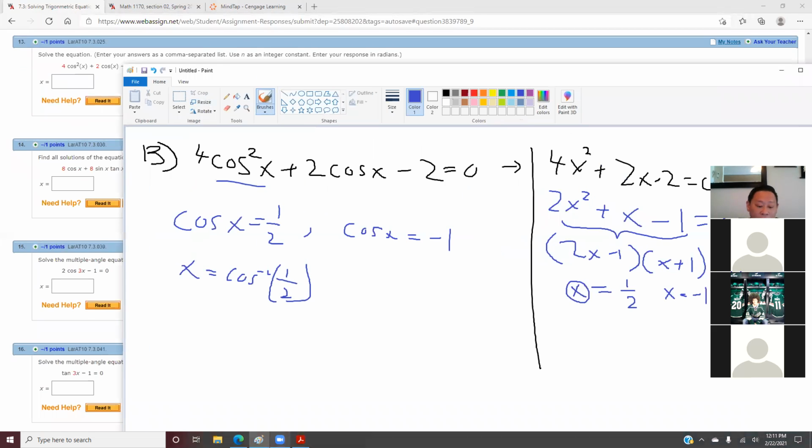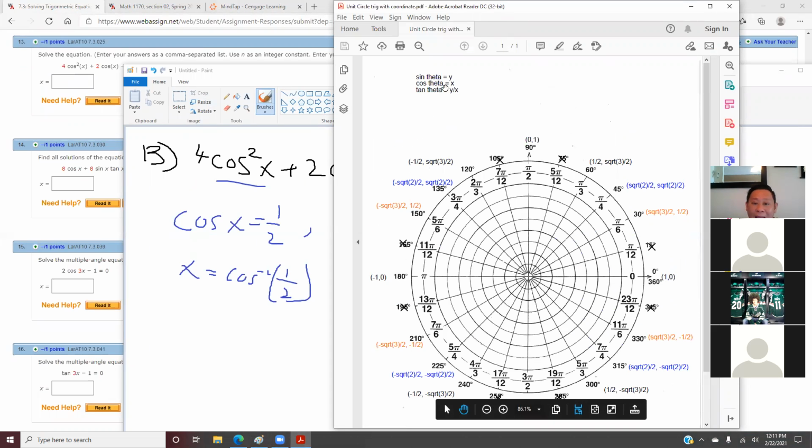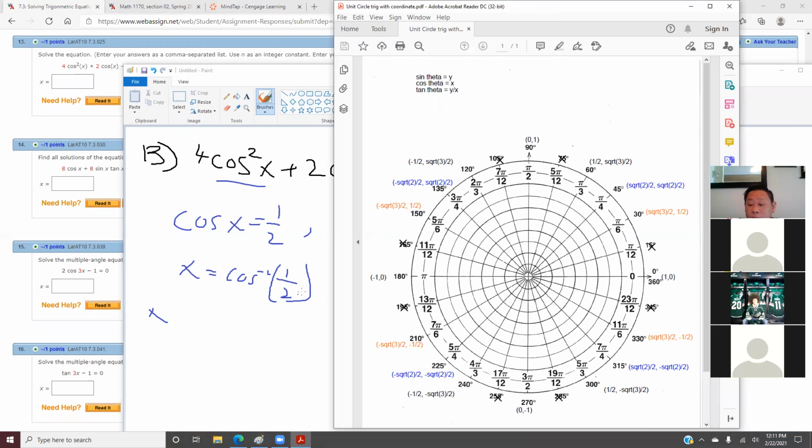So if you look at the unit circle, cosine is your x, right? So which x value here gives me 1/2? Let me show you. Pi over 3. Pi over 3, and what else?